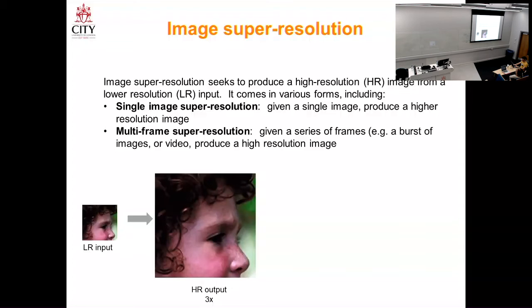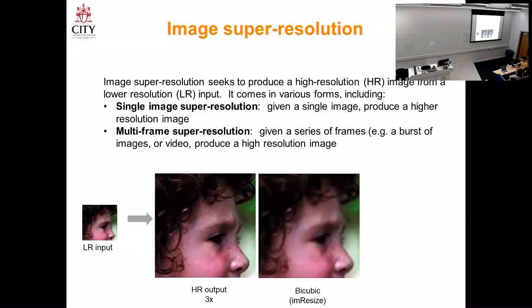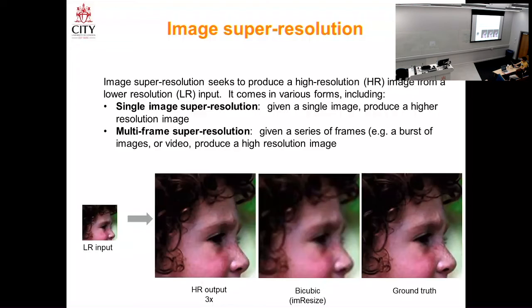And so I might create a network that does this. And what you want to do is outperform standard techniques like bicubic interpolation. If you used imresize in MATLAB, it's doing this type of approach. Can you do better using a deep network? And you can always compare it to the ground truth when the ground truth is available. Another flavor of this is multi-frame super resolution. Here you're given a set of images, like from a video sequence, and you want to produce a high resolution image.